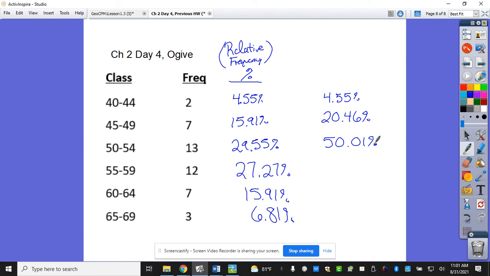Tell me what that one means. What does 20.46 mean? Relative frequency, all values. Okay, so cumulative relative frequency. Is that going to be that column? If I leave this as just open, it's that percent of the data is what? Lower than 49. Lower than 49.